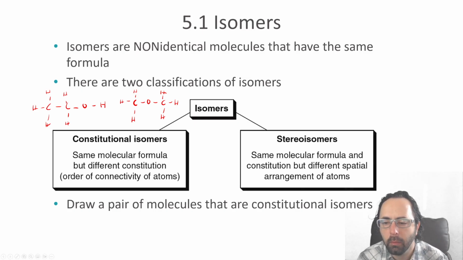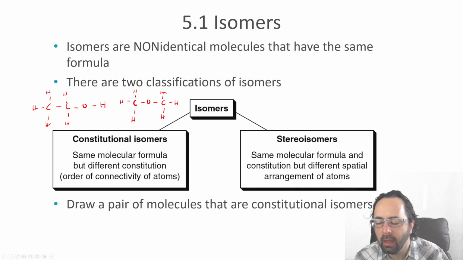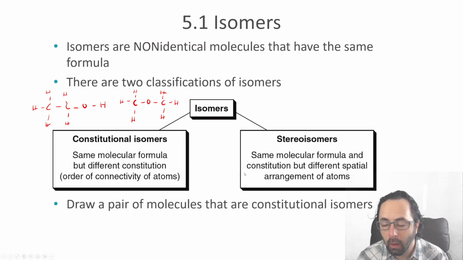The other type of isomers are stereoisomers. And in stereoisomers, all the atoms are bonded to the same other atoms, which is different than here, right? Because here both carbon atoms are bonded to the oxygen. But in this left example, only one carbon is bonded to the oxygen. So these are constitutional isomers. In stereoisomers, all of the atoms are bonded to the same other atoms. They're just arranged in a different way in space.